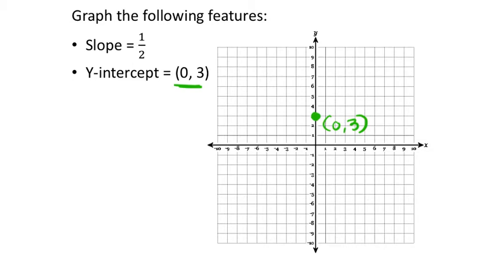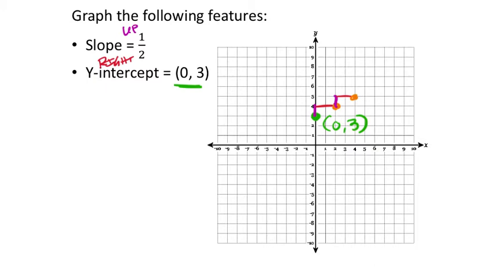So it's a rise of up 1. And then my run here is to the right 2 because it's a positive 2. Okay, so from here at 0, 3, I go up 1 to the right 2. And that gives me this point. And I know on the computer you'd have that done, but I'm going to go up 1 to the right 2. I'm going to continue this pattern, find all of the other ordered pairs.